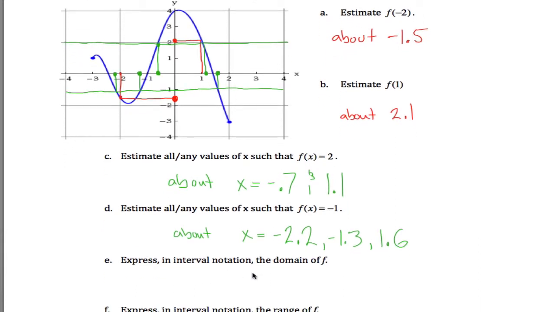All right, express in interval notation the domain of f. So the domain of f is all x values with a defined output. Kind of think about it as the shadow onto the x-axis here. So it looks like it's everything from, I don't know if I want to use that same color. Maybe I can use blue. Everything from here.